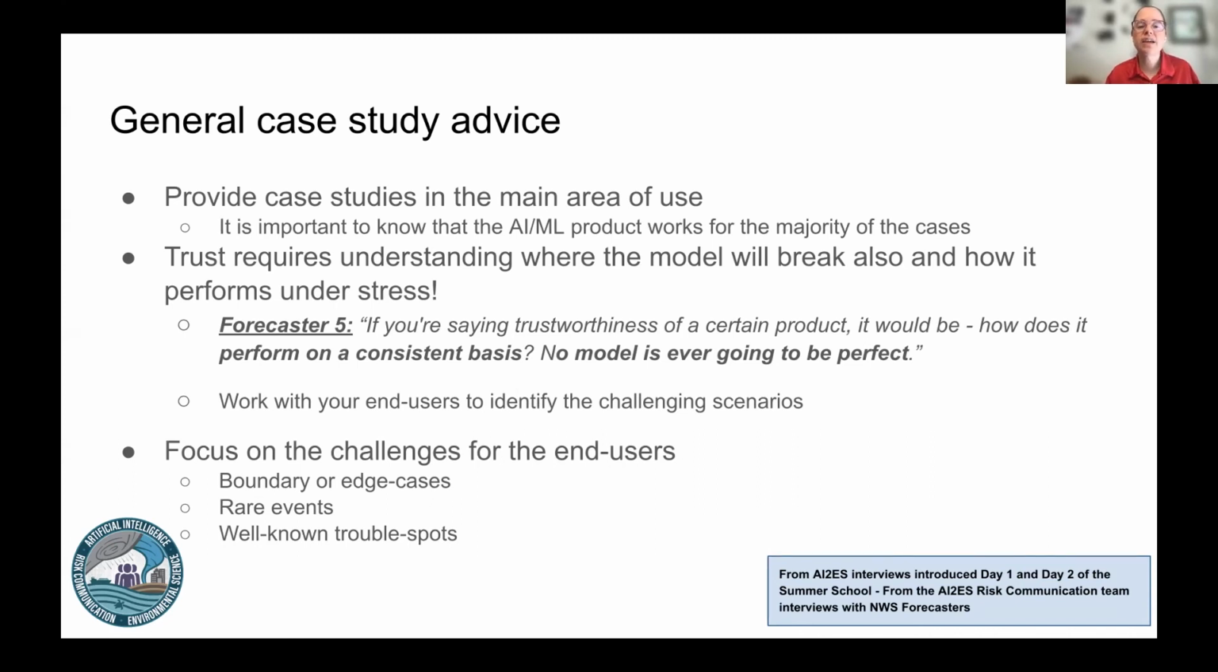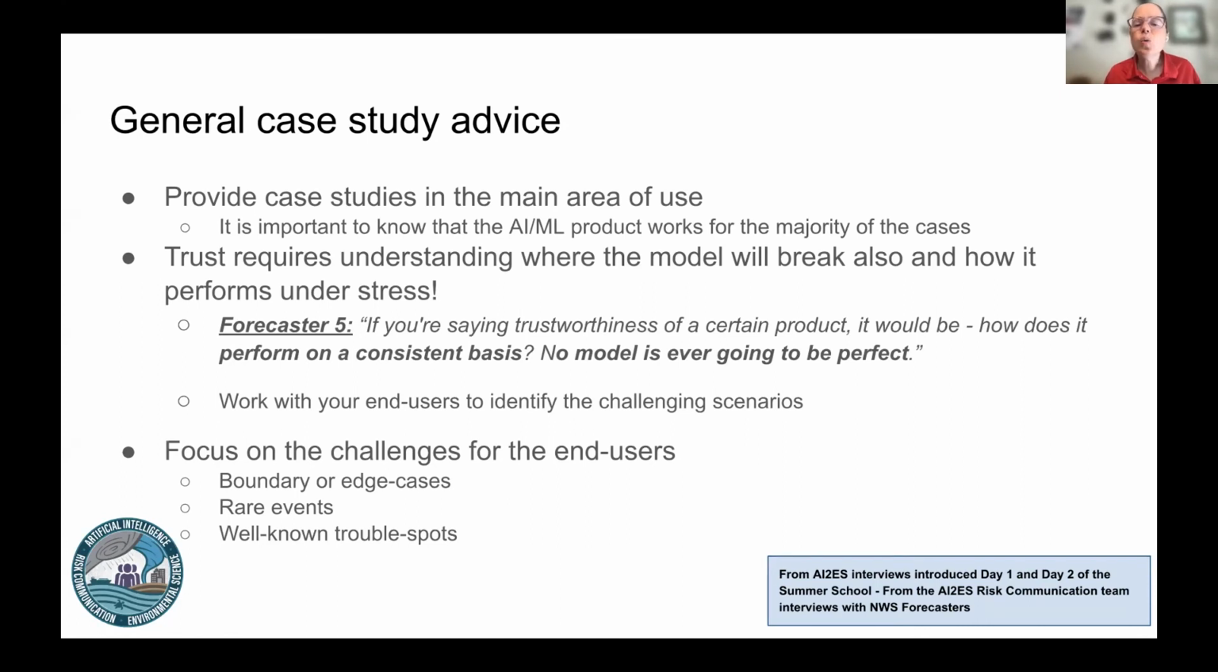You have enough of them to say, okay, here's my objective verification. Here are some examples of the case studies in the main area. But now we need to look at some of these edge cases that we just talked about. Also, we really need to know where it's going to break. One of the forecaster interview quotes that I really wanted to share is that Forecaster 5 says, if you're talking about trustworthiness of a certain product, it would be how well does it perform on a consistent basis? No model is ever going to be perfect. There are a couple of other quotes that are related to this, but they were already given on day 1 and day 2, so I didn't want to repeat them.